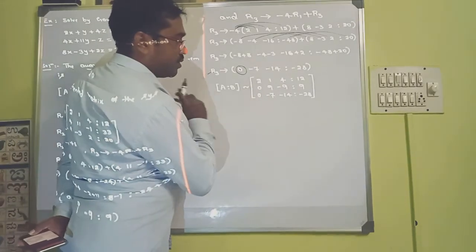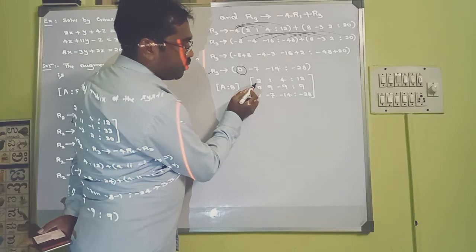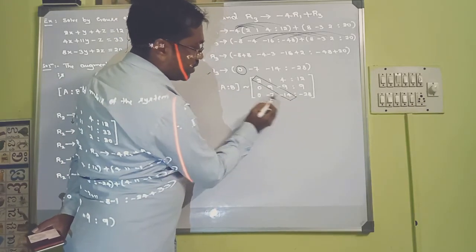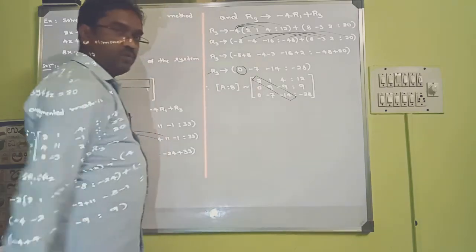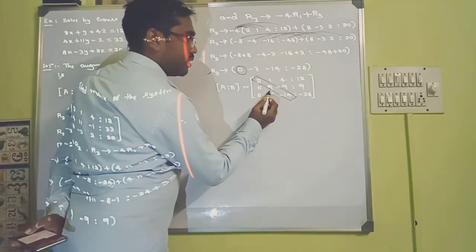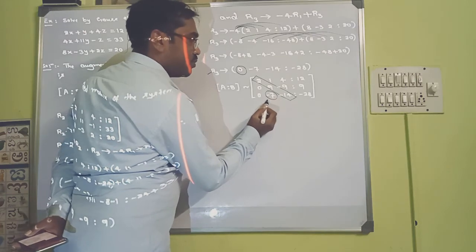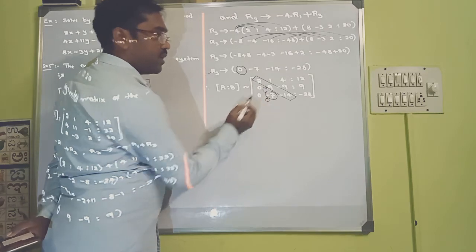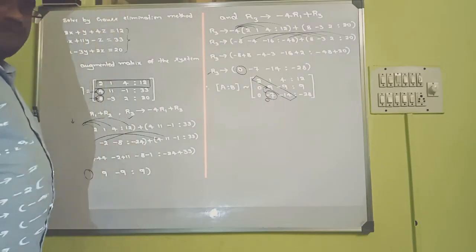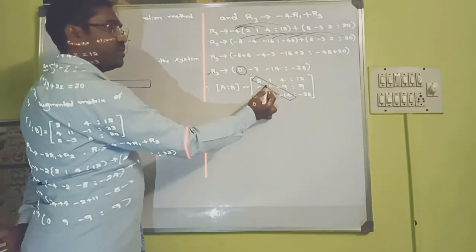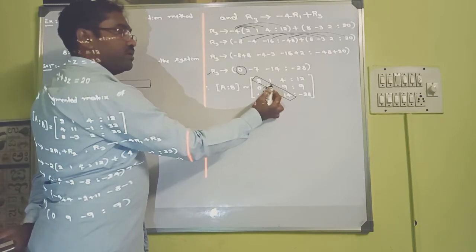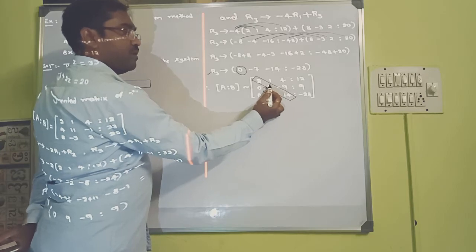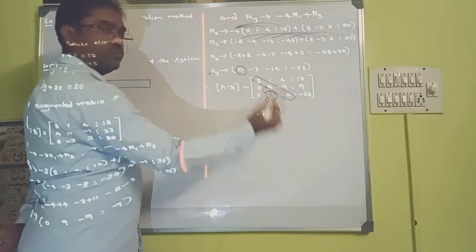Now what is the next element we need to make 0? See, this is a principal diagonal here. Anyhow, we made these two elements as zeros. Now we need to make this element as 0 with the help of this 9. Whatever is there with that element, we need to take the help of this element, whatever it is, to make this element as 0.